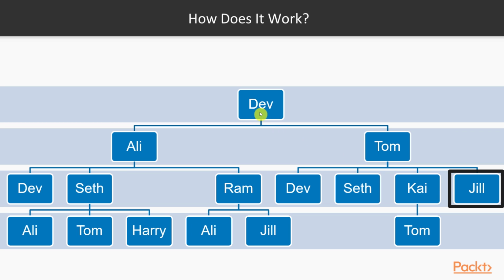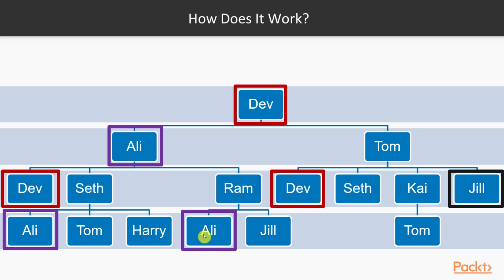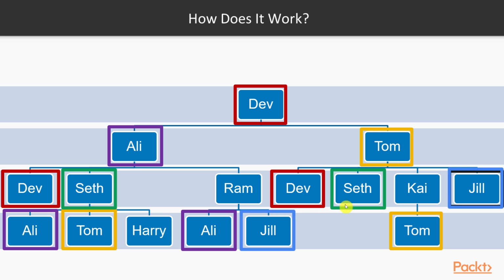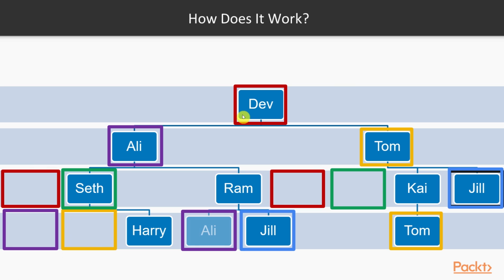We also see that there are multiple people which appear multiple times in this connection tree. For example, Dev appears here, here and here. Ali appears here and here and here. Tom, Seth, and Jill. So we'll keep the first entry of the node in the connection tree and remove the other instances. Now this is how the search tree should look like. Actually, when we add the node to the search tree, we should check if it previously exists in the search tree.